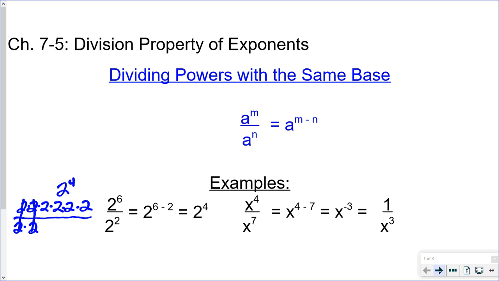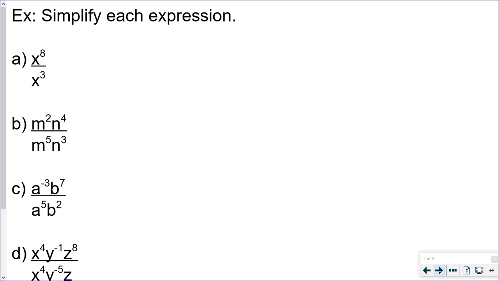All right, so let's look at some examples of using this. So x to the 8th divided by x to the 3rd. You just have to subtract the exponents, and that simplifies to x to the 5th. What if there's multiple variables? Well, that's okay. Just to make it clear to you, this could be rewritten like this: m to the 2nd over m to the 5th, times n to the 4th over n to the 3rd.